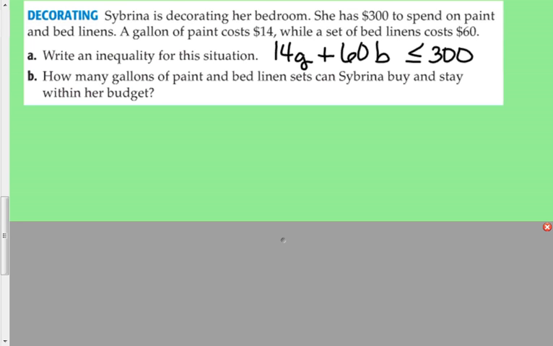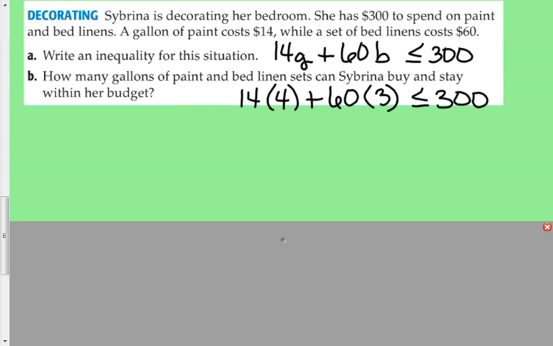We're done. Now, how many gallons of paint and bed linens can she buy? Well, that's when you're just going to plug in numbers and try it out. So you could try out like maybe 4 gallons of paint. And, if you can go to 300, let's do 3 bed linen sets. And see if when you work that out, does it say less than 300? If it does, that's a possible answer. Remember, there's numerous answers to these inequalities.